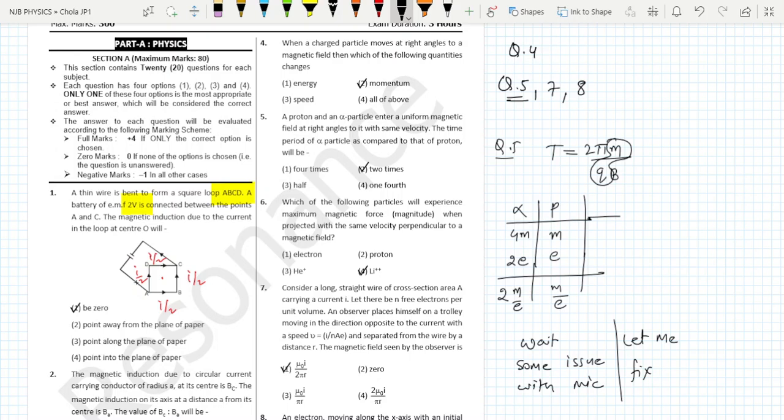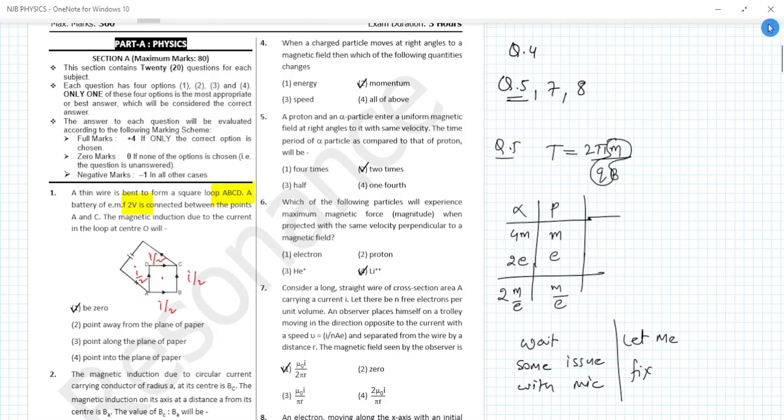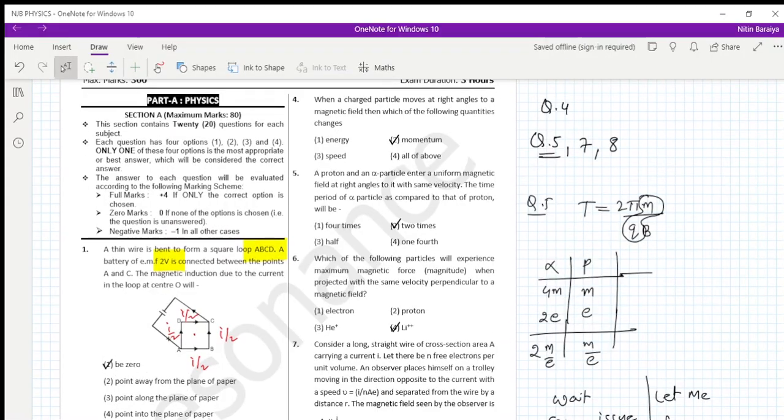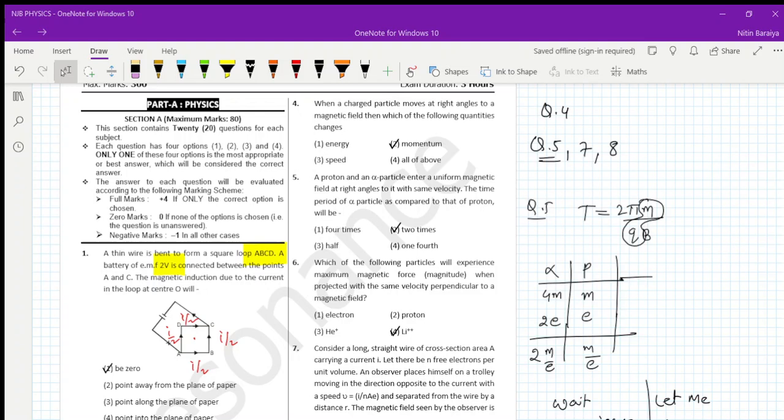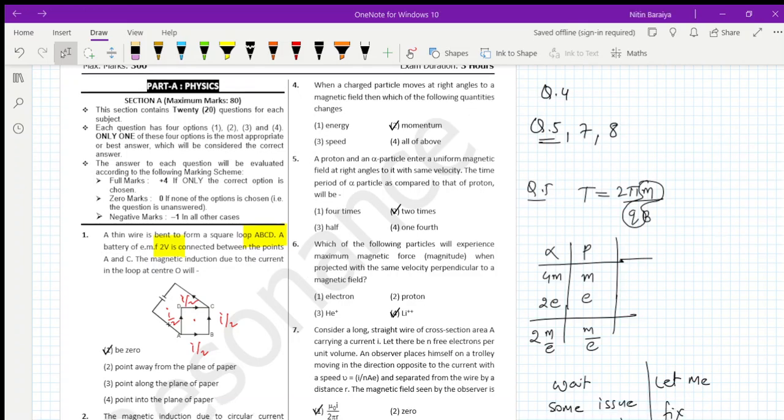Am I audible now, by the way? Yes sir. Okay, so just hang on. And the screen is also visible, right? No sir. Now it's visible. Okay, fine then.